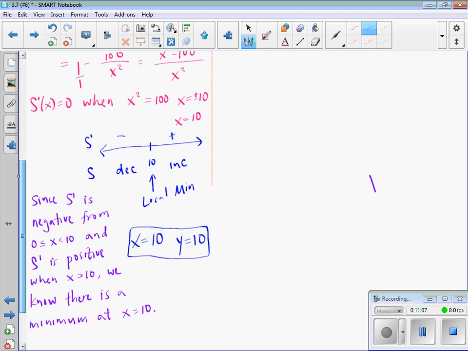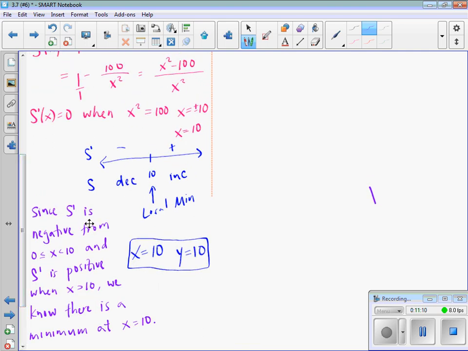How else could I word that instead of since S prime is negative, we could say since S is decreasing here and S is increasing over here, then we know that there's a minimum, okay? So you just have to be very careful about saying, a lot of people do that, they say S prime is decreasing. S prime is negative, so S is decreasing. Because if you mess that up on the AP test, you for sure won't get that justification point, so.